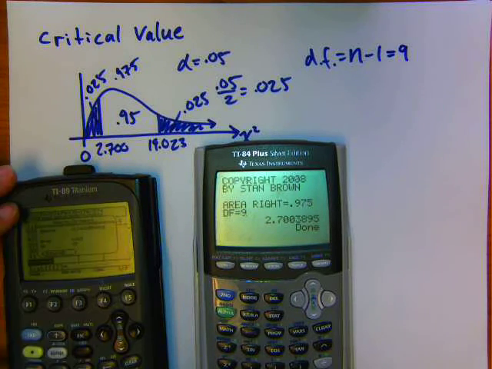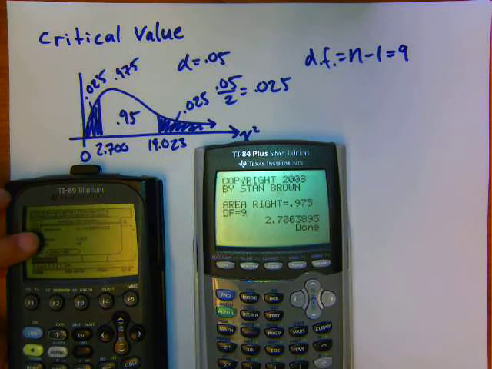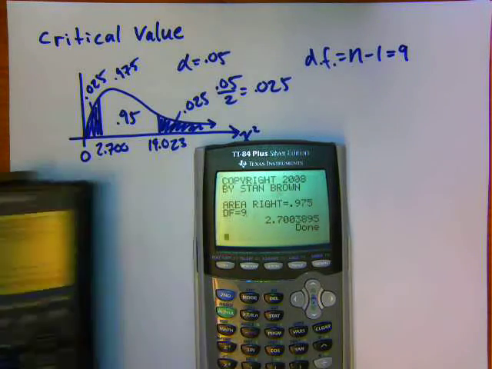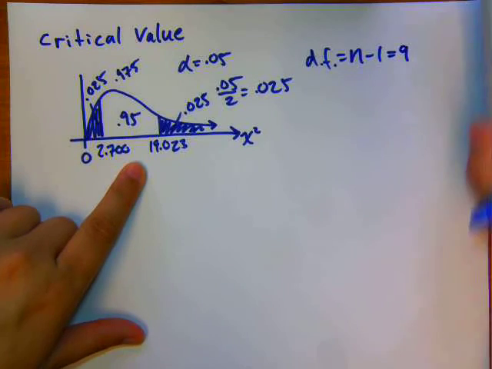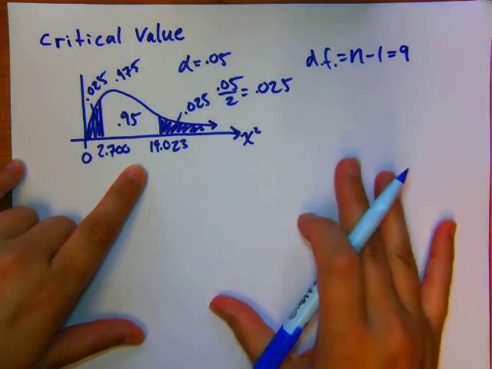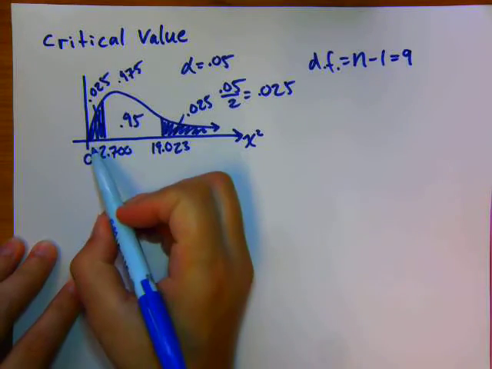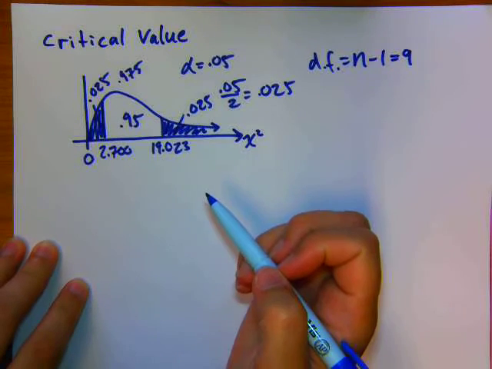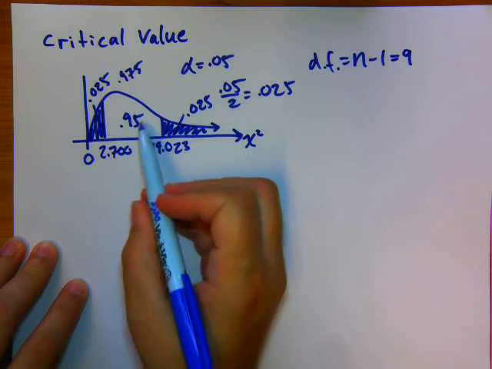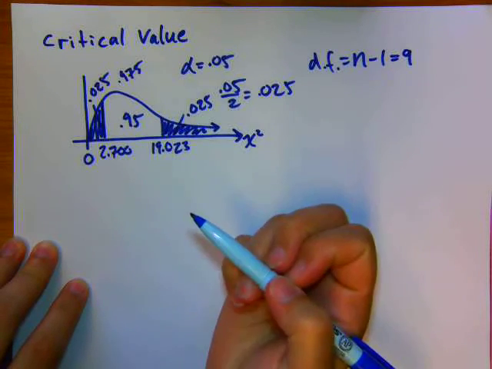And then on the 89 you do the reverse. So when you put in 0.975, you're going to get the 19.023. Those two numbers are equal value. You can take those off of your chi-squared distribution table as well. Anytime our test statistic falls in the shaded area, you would reject the null. And anytime the test statistic falls in here, you do not reject H0.